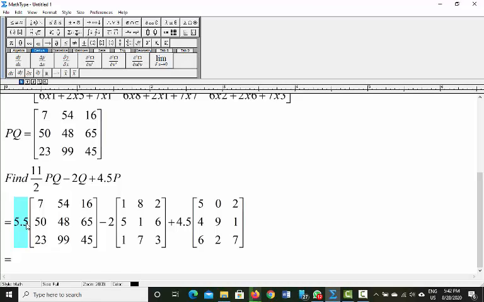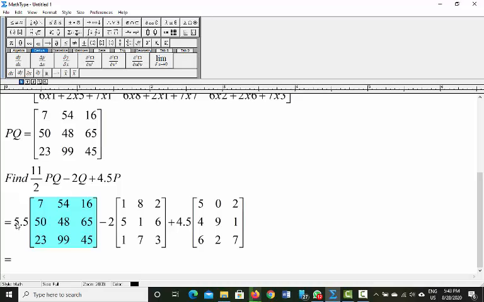The spelling is S-C-A-L-A-R. If you have an isolated number outside the matrix, we call it a scalar, right? So this one is in multiplication with this matrix.